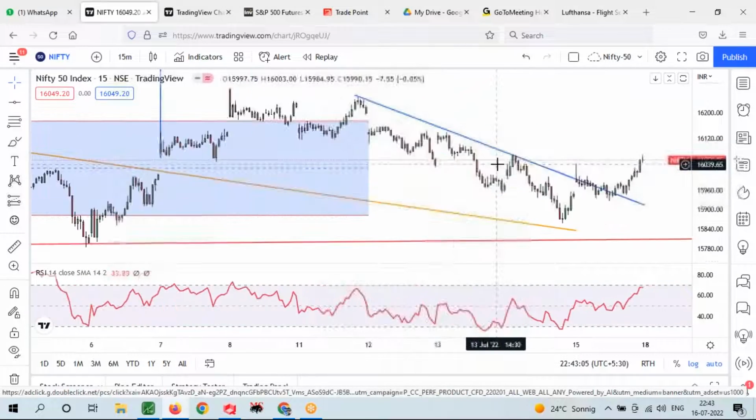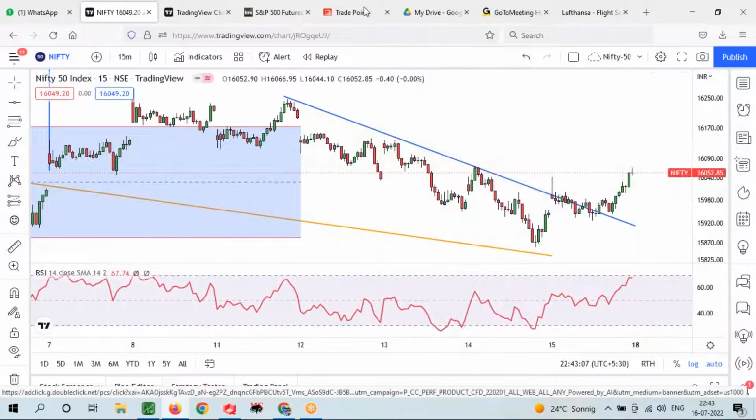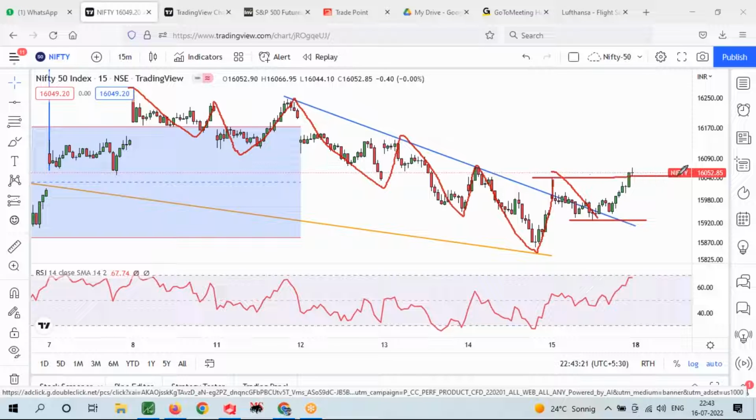See here, on the 15-minute chart also, you are making lower top, lower bottom. Again, then you made a top, then higher bottom, and then this high is crossed. See, your stop loss is here now, 15,920. This is as per the 15-minute chart. You can play as per the 15-minute chart also.